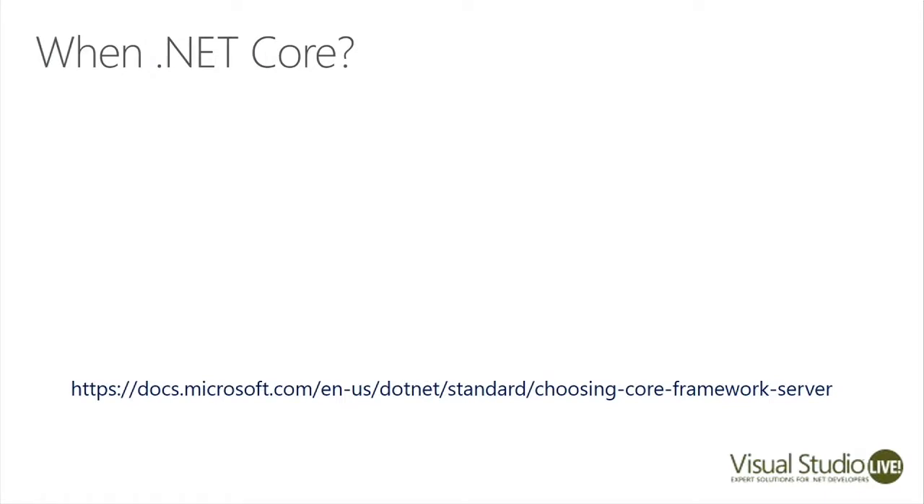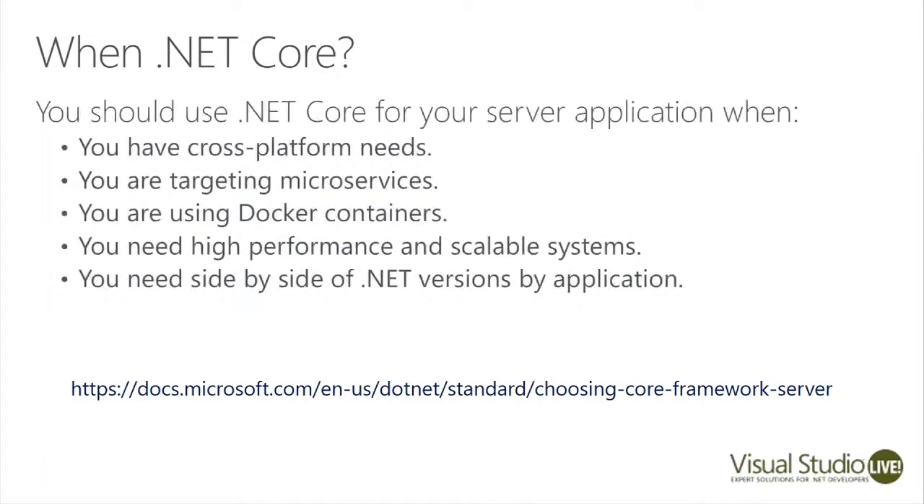And this is directly taken out of our docs.microsoft.com. You have cross-platform needs, targeting microservices. You're doing something like Docker containers. High performance and scalable. .NET Core is extremely fast. And you need side-by-side versions. And the side-by-side versioning, to me, is actually reason enough alone, after being in the enterprise for decades, to choose .NET Core. We're going to talk about that versioning.